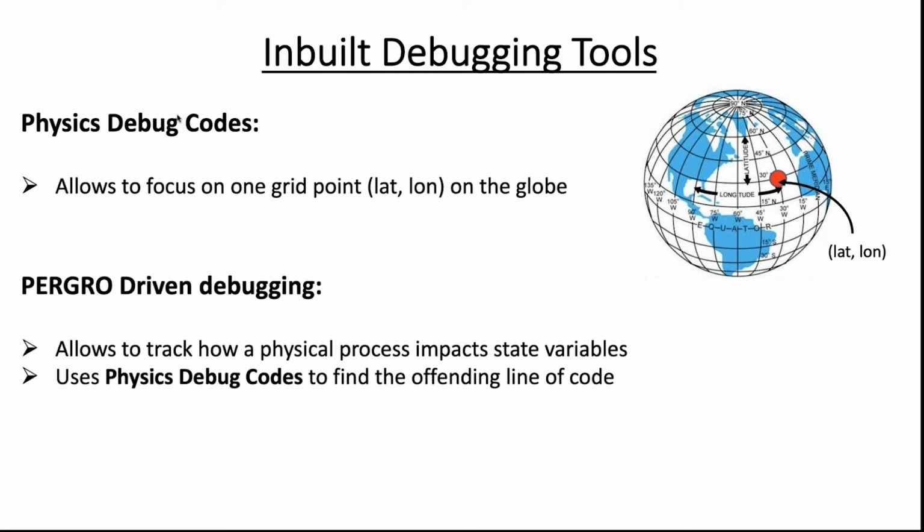However, if you do not know what is wrong in the model and which variable is causing the problem, but you know the answers are wrong or where the problem first appeared, then you would use this PERGRO driven debugging tool. This tool allows you to find which physical process is the culprit, or which physical process and which variable is causing the wrong answers. So first I will talk about the physics debug tools, and then I'll talk about the PERGRO driven debugging tool and the connection between them.